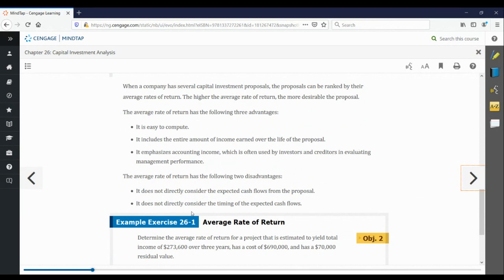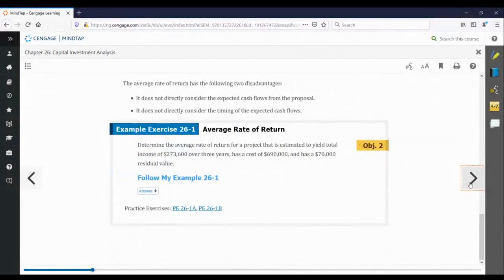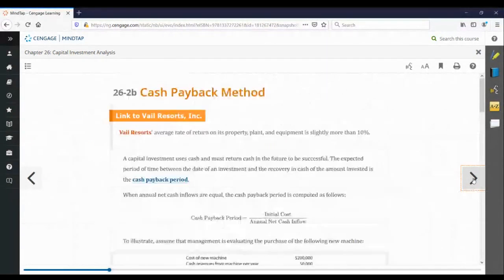It also does not consider the timing of the expected cash flows. So in other words, the disadvantage about this method is it doesn't take cash flows into consideration when you're using it. It's a very simple method that we can use to help us evaluate between alternative methods of investment. And it's the first one that we would subject our investment to. So that's the first method.